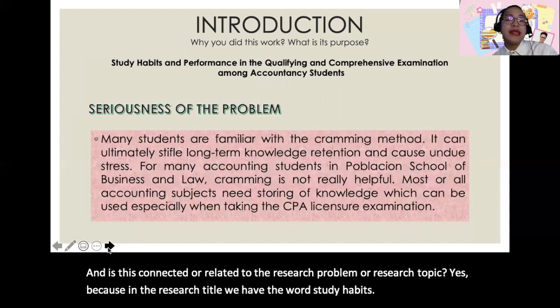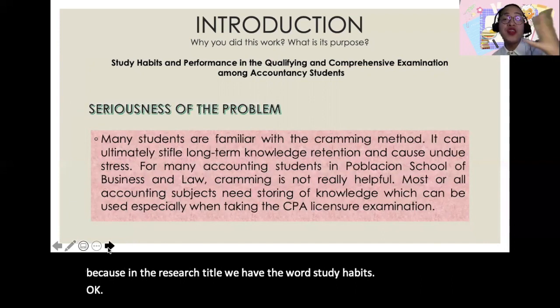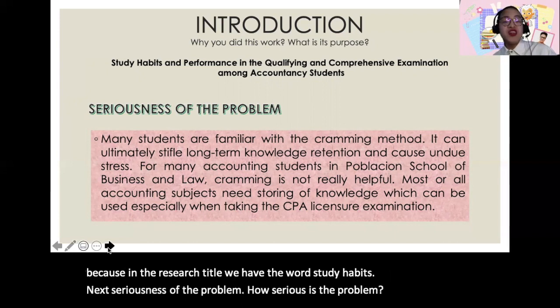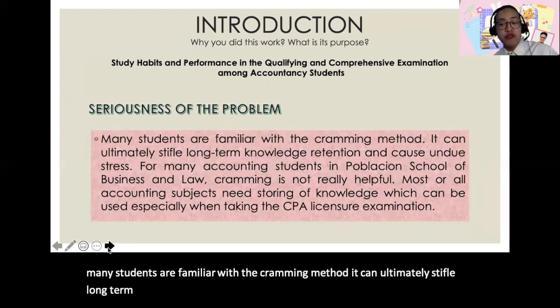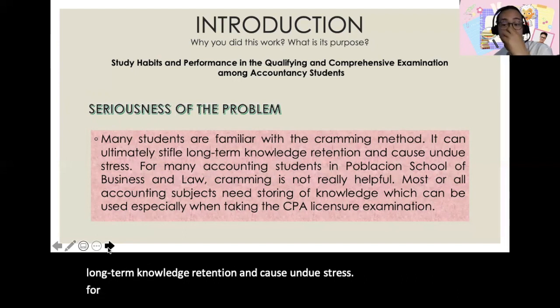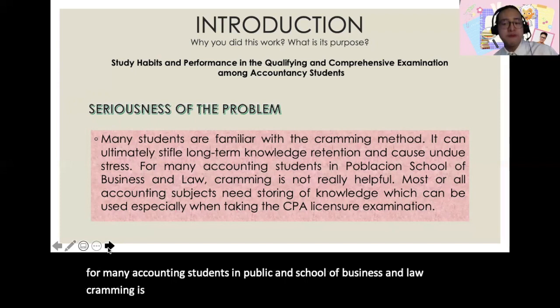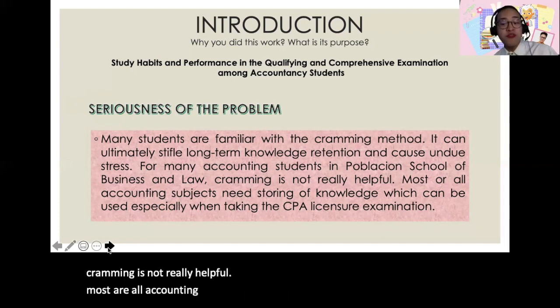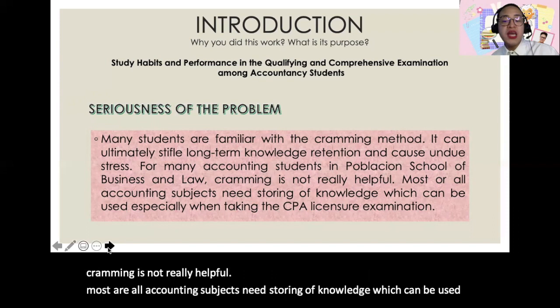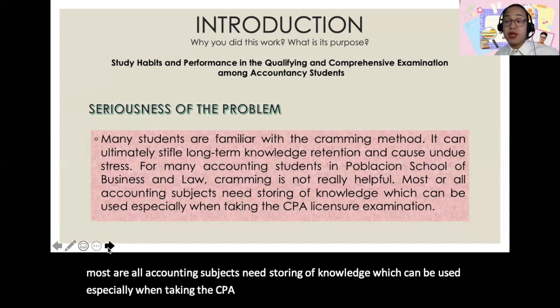Okay. Next, seriousness of the problem. How serious is the problem? Many students are familiar with the cramming method. It can ultimately stifle long-term knowledge retention and cause undue stress. For many accounting students in Poblacion School of Business and Law, cramming is not really helpful. Most or all accounting subjects need storing of knowledge, which can be used especially when taking the CPA licensure examination.